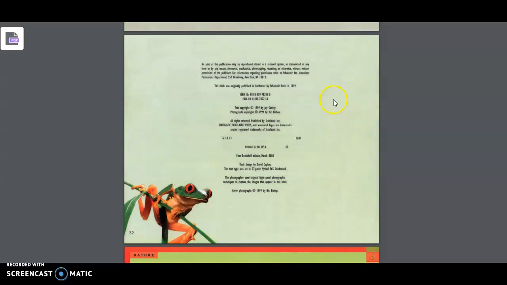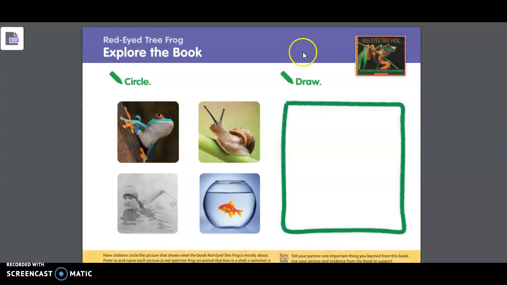All right, that was a lot of information about red-eyed tree frogs. We're going to do a little work. You have a page that looks like this. Yours is black and white in your packet. We're going to answer a couple questions, okay? The first thing I want you to do is get this out. You can put your name on it somewhere. You'll just need a pencil and maybe some crayons for this paper.